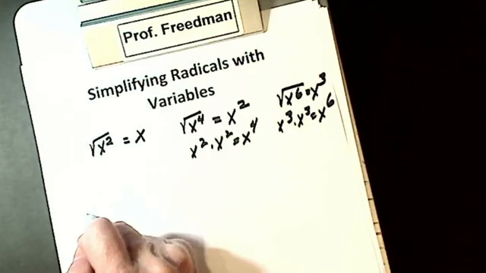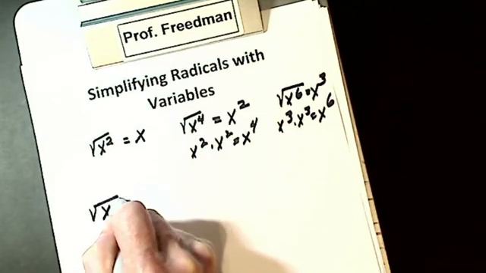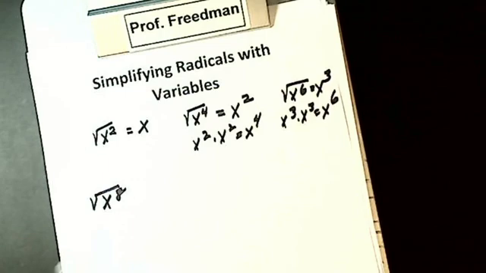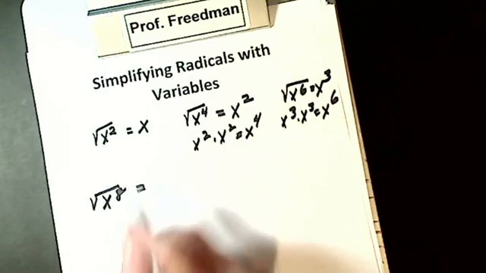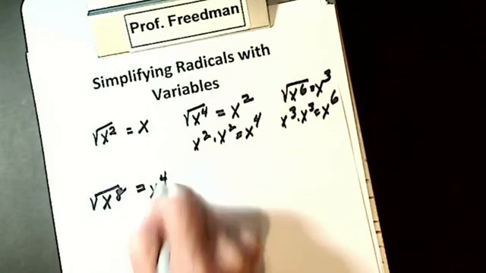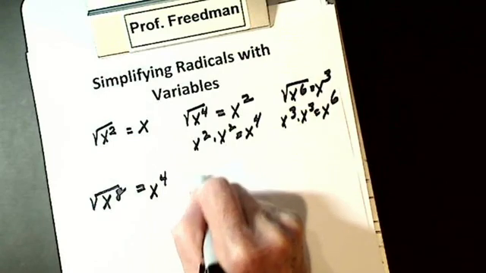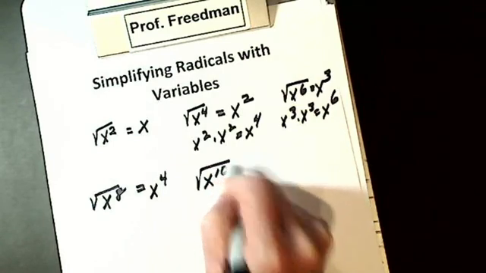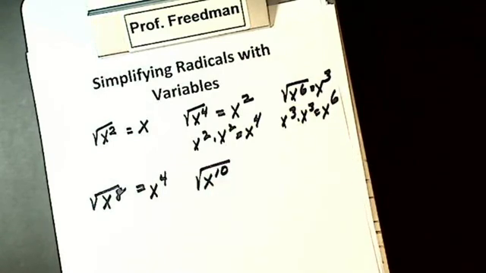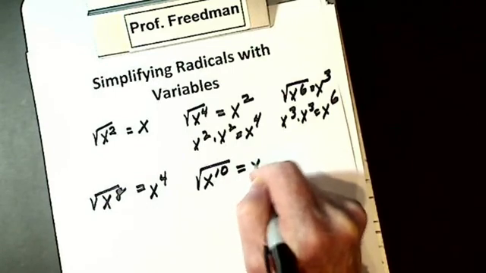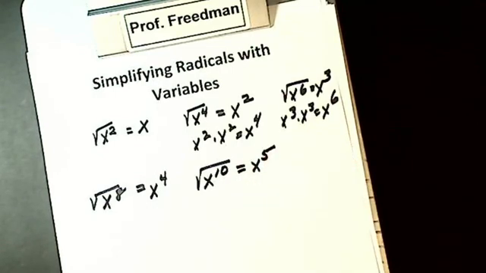Now we'll do 2 more. Let's say I take the square root of x to the eighth. What times itself will give me x to the eighth? It's got to be x to the fourth. And 1 more. We'll take the square root of x to the 10th. So now it's going to be x to the 5th, because x to the 5th times x to the 5th, remember multiplication, we add exponents, so I get x to the 10th.